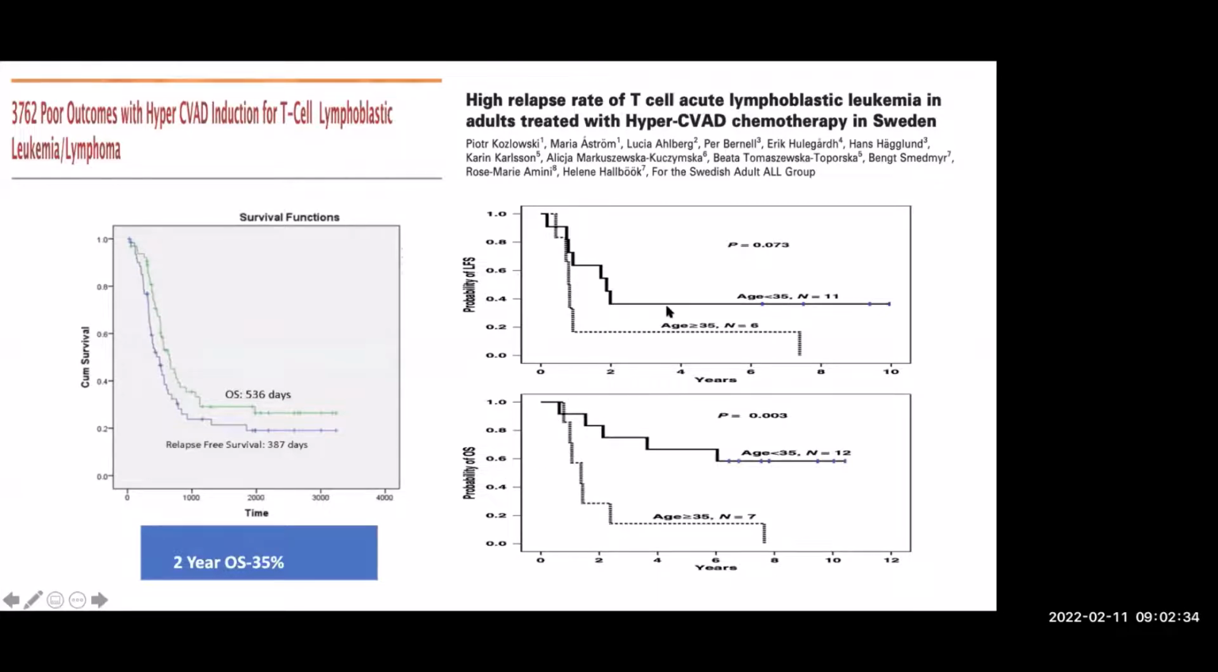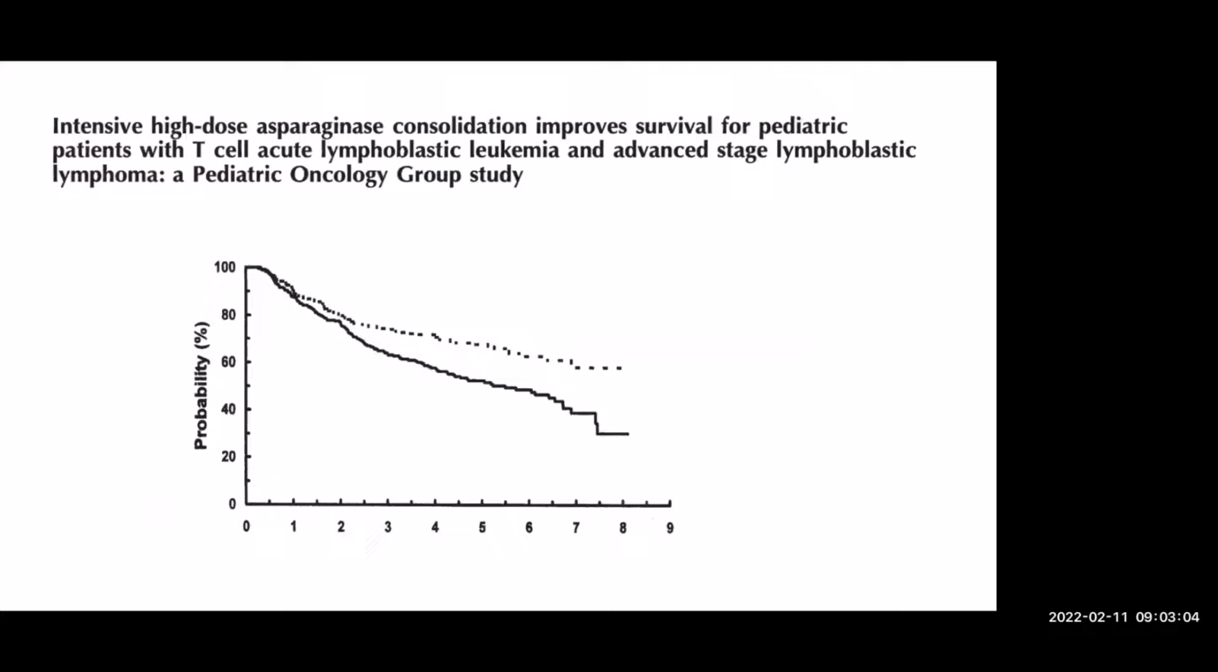And this is a similar protocol used in the Swedish adult acute lymphoblastic leukemia group, where the patients treated with hyper-CVAD had inferior outcomes, and age less than 35 has better outcomes compared with age more than 35. So what this suggests is this regimen doesn't have L-asparaginase, which is an important component of pediatric protocols. So let's see the importance of L-asparaginase in T-cell acute lymphoblastic leukemias.